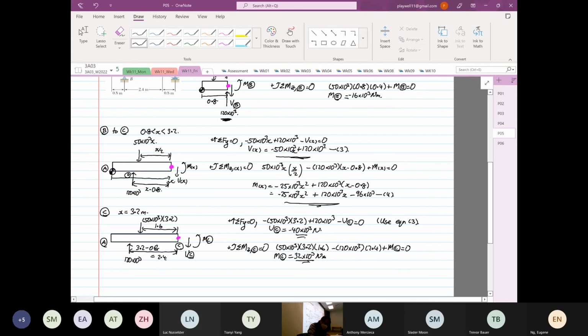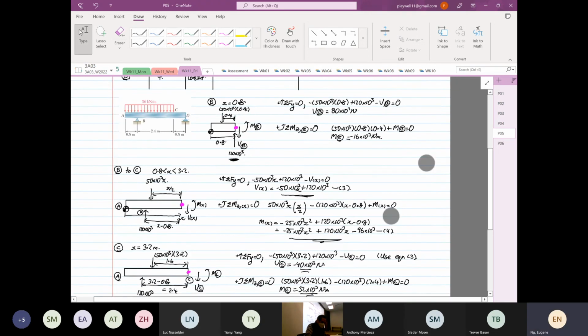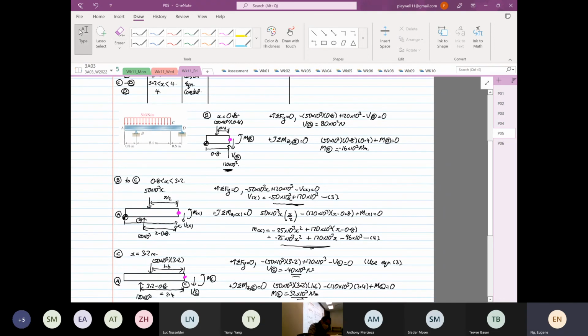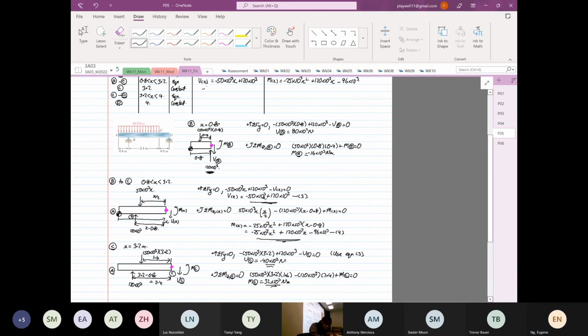Okay. So I go back to our table. We have minus 40 times 10 to the power 3, and then 32 times 10 to the power 3. We have one more set of equations to do. At point D, we know that both of them are 0, so we put in 0 first. Now, I'm going to do from right to left, from C to D.